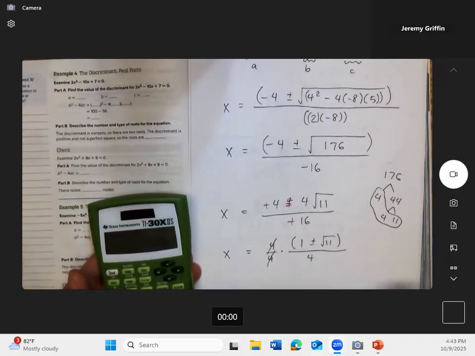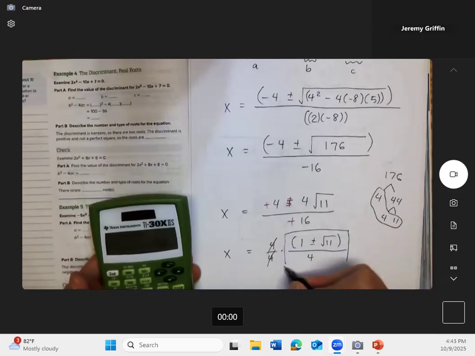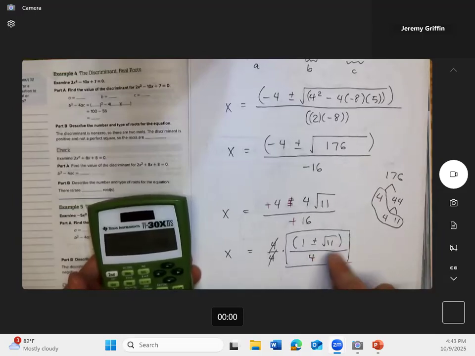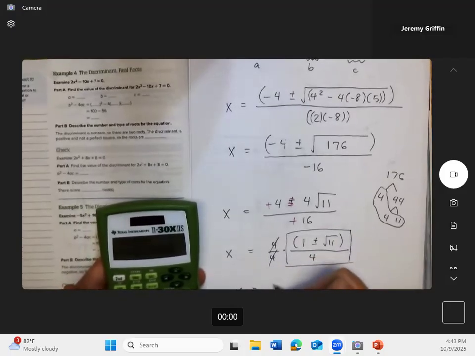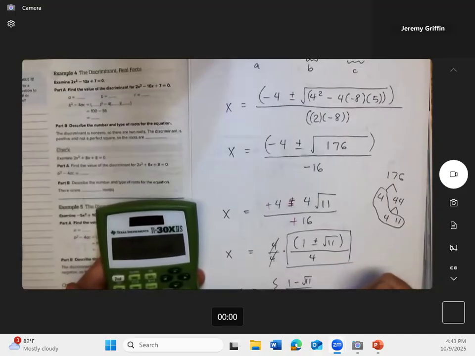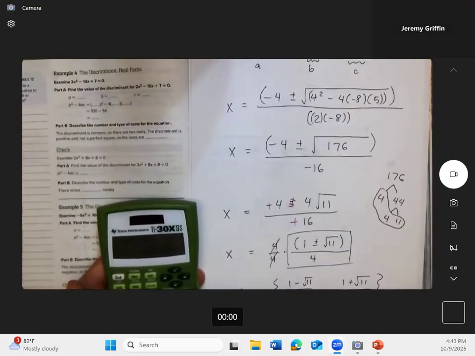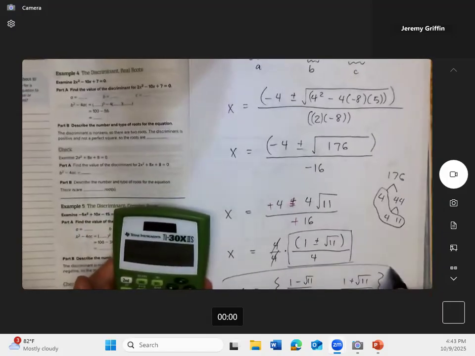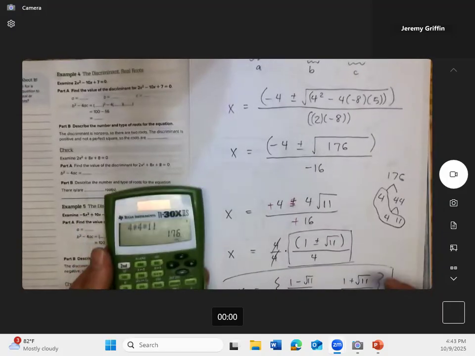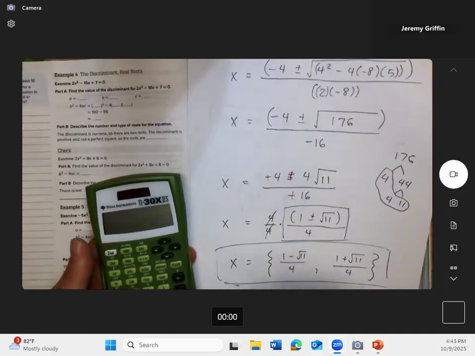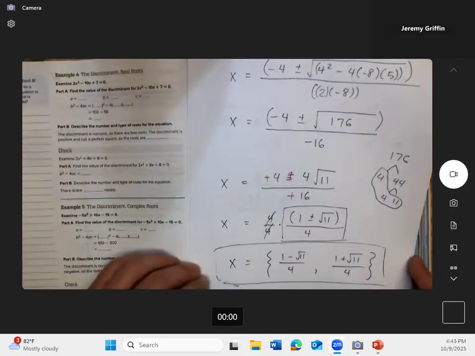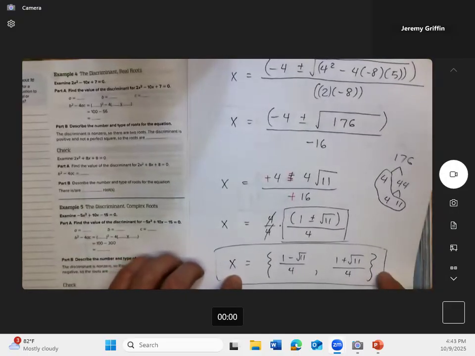This cancels. So the answer should basically be this: 1 minus root 11 over 4 or 1 plus root 11 over 4. So x equals 1 minus root 11 over 4 or 1 plus root 11 over 4. This should be my two discrete answers right there. Now, those are exact answers. If you plug this in the calculator from the get-go, you would end up with decimals. Maybe you could round to the nearest hundredth, and that might be okay. But if they want an exact answer with the radical, then it would look like this right here.